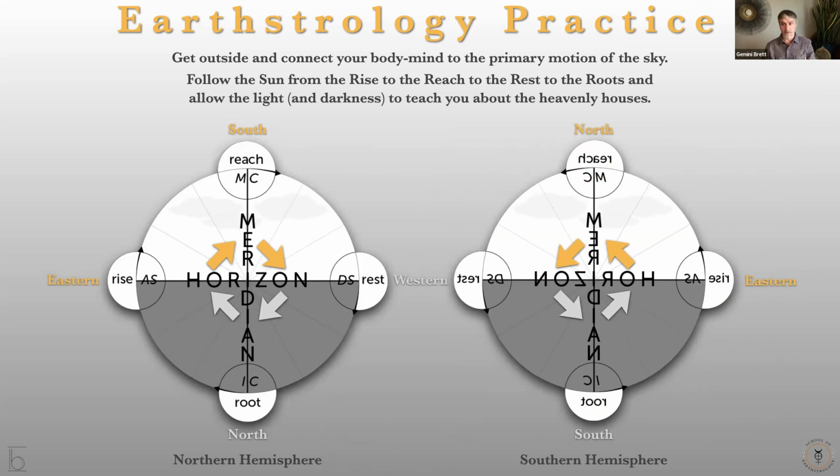Truthfully, when you southern hemispherians get outside, you will see that the sun rising in the east and resting in the west brings you counterclockwise, because in the southern hemisphere, at least south of the Tropic of Capricorn, the sun always reaches in the north. So your rise, reach, rest, and root in the southern hemisphere is counterclockwise. It's literally opposite to what you will see in the chart, because the chart wheel is designed to express the northern hemisphere experience of the sky. It's just a reality you have to deal with. It doesn't mean it doesn't work in the southern hemisphere.